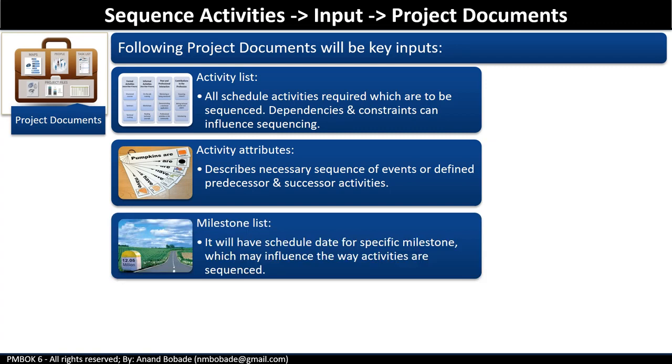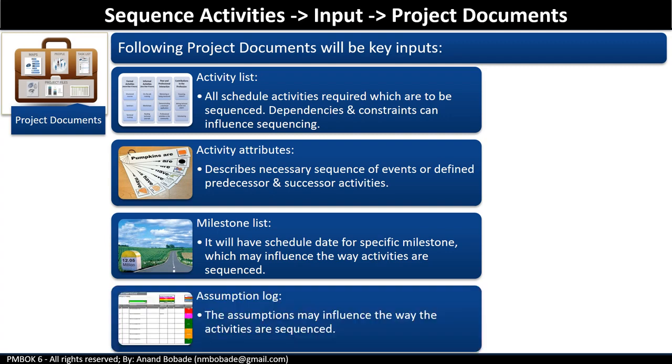Milestone list. It will have a scheduled date for a specific milestone, which may influence the way activities are sequenced. So sometimes you have very fixed hard milestones which you cannot exceed. In such a case, you may need to do a backward planning. Next is assumption log. It was created during development of a project charter. So the assumptions may influence the way activities are sequenced. So we will use the assumptions from this and then we will see how they will impact our sequencing.